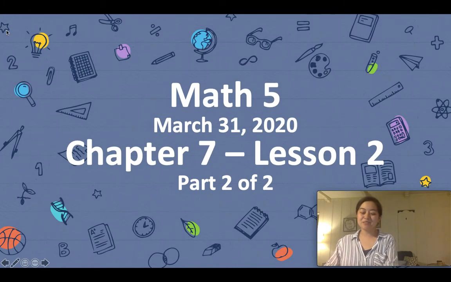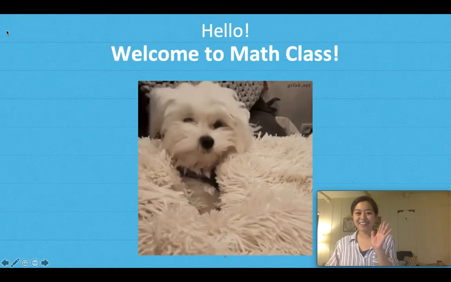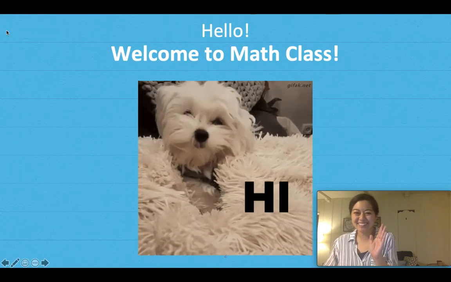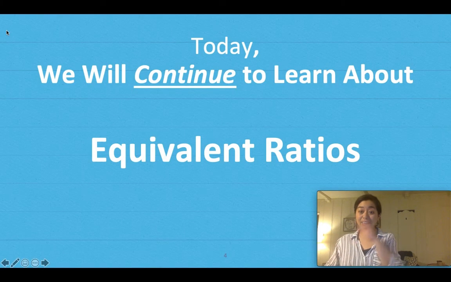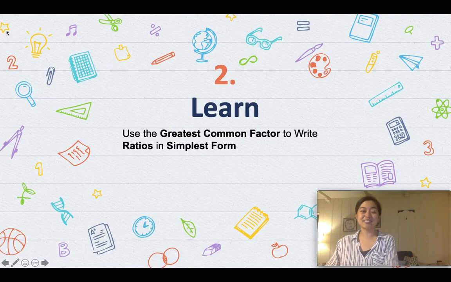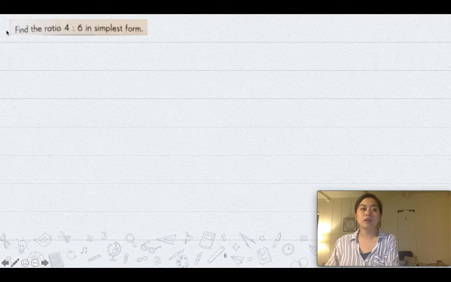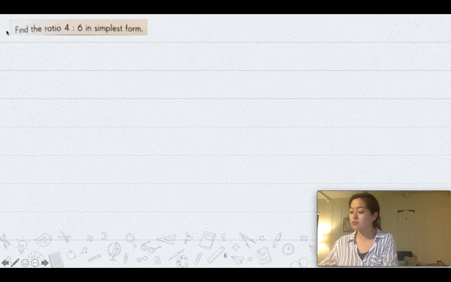Okay. So welcome to math class. Today we will continue to learn about equivalent ratios. So we're going to use the greatest common factor to write ratios in simplest form. So let's try to find a ratio of 4 to 6 in simplest form.